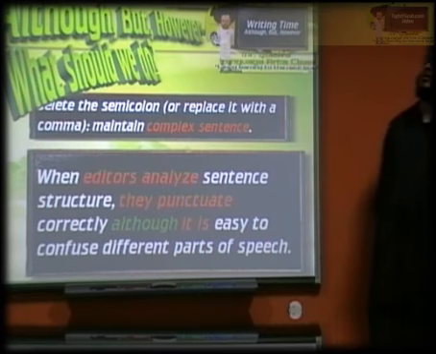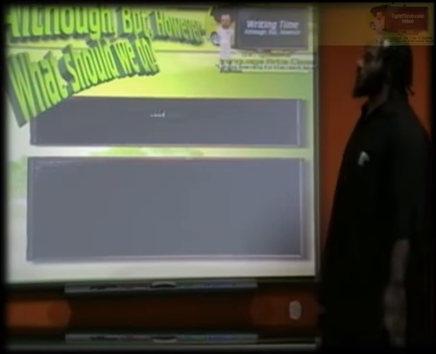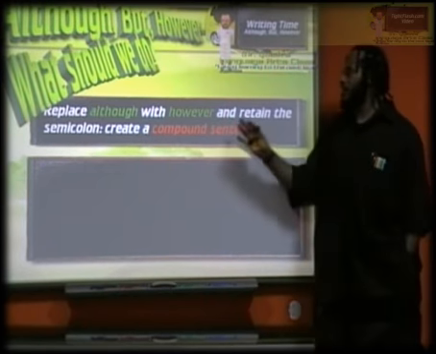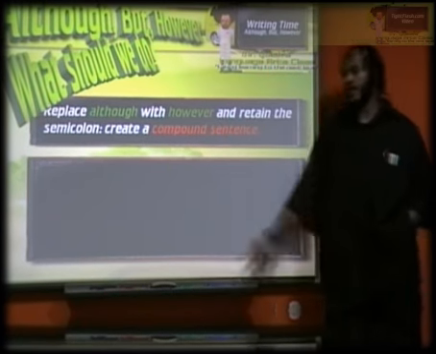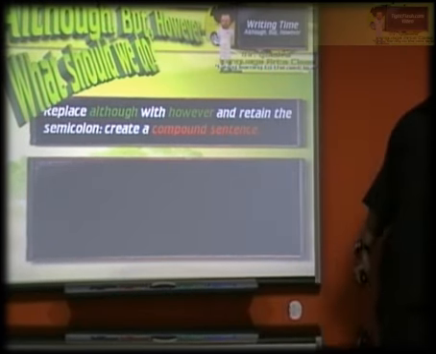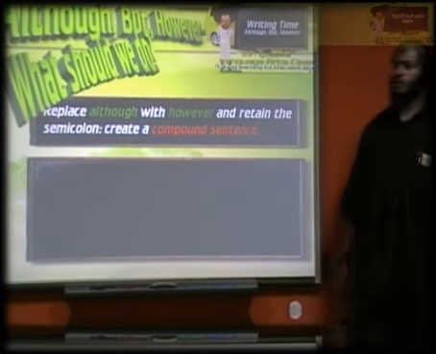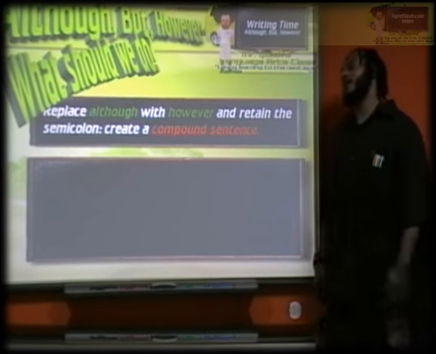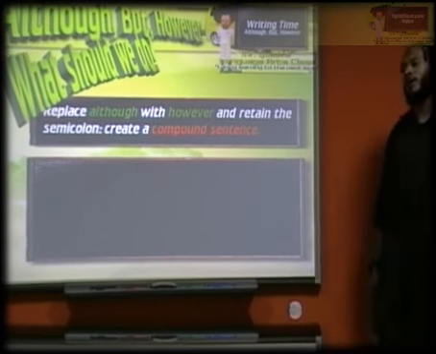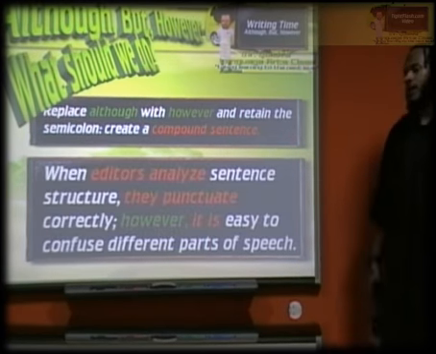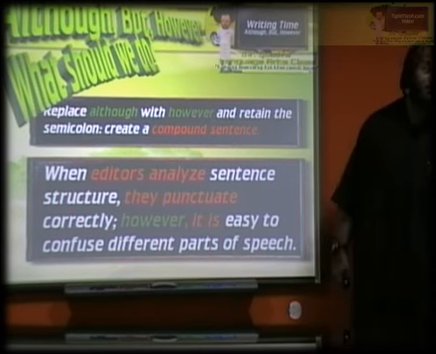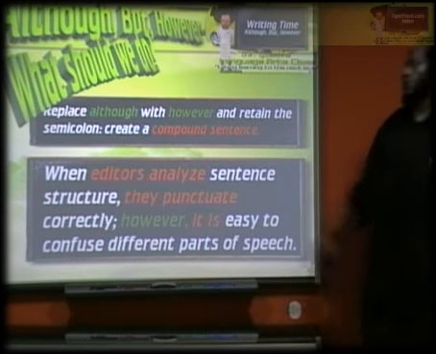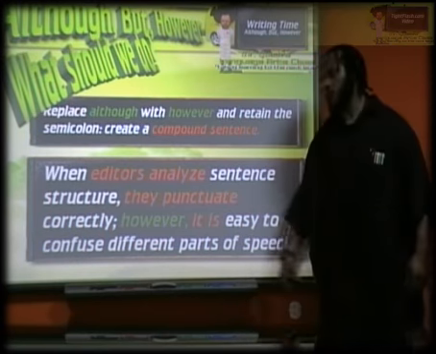Okay. Here we go. What should we do? Replace although with however and retain the semicolon. Create a compound sentence. You remember this sentence? Oh, I forgot to have you write it down. That's okay, we can do it like this. See? Now, if you have to keep the semicolon that was there originally, then you have to take out the although, and you have to put however.